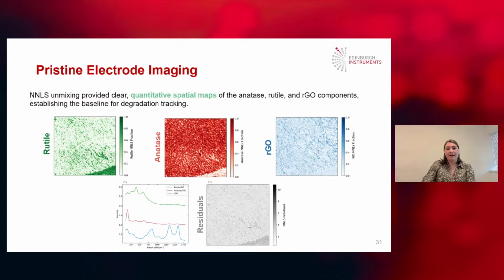Finally, at the bottom here is the non-negatively squared residuals map. This is used to validate the chemometric model. And as you can see, a low intensity across the entire field confirms a good quality of linear fit in this case.